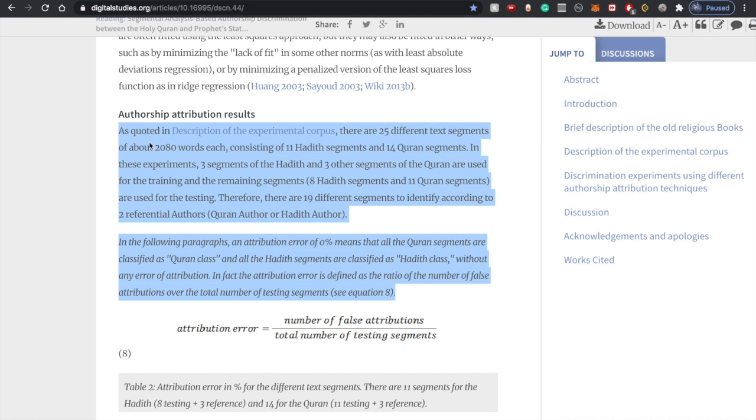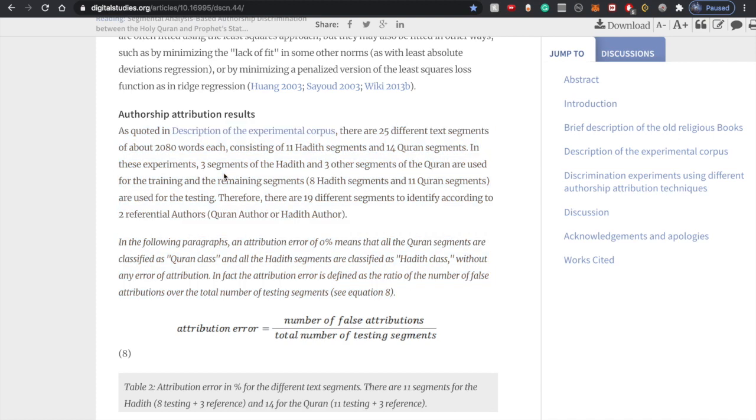So again, they mention in the results section there are 25 different segments, 14 from the Quran and 11 in the Hadith, right? In these experiments, 3 segments of the Hadith and 3 other segments of the Quran are used for the training, and the remaining segments are used for testing. Therefore, there are 19 different segments to identify according to 2 referential authors.